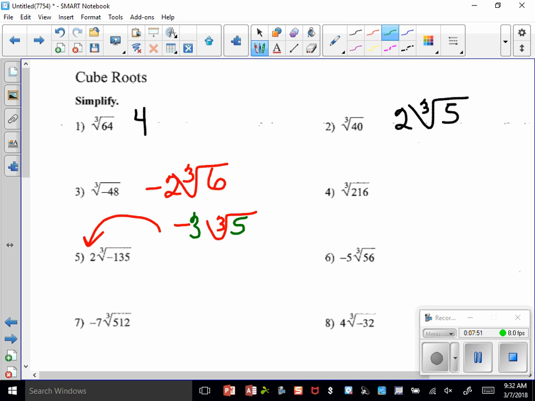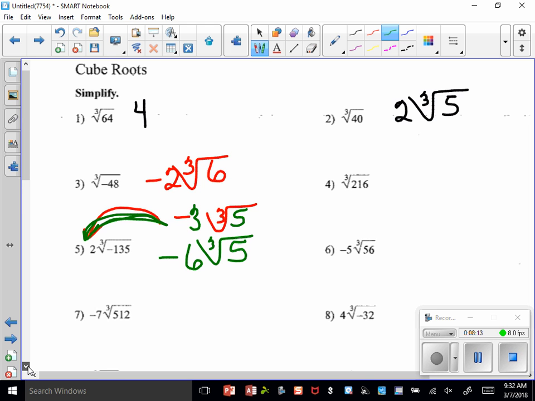Now notice there's a 2 outside of here. So what do you think I'm going to do with that negative 3 and that 2? We're going to multiply. So that's going to give us what? Negative 6 times the cube root of 5. Don't keep the negatives under the radical. They go outside of the radical. Just make sure you know that.